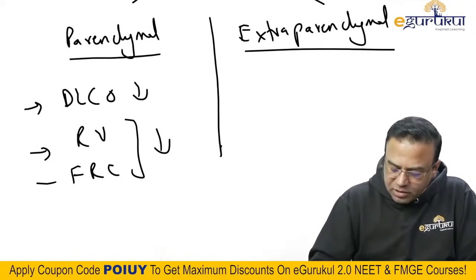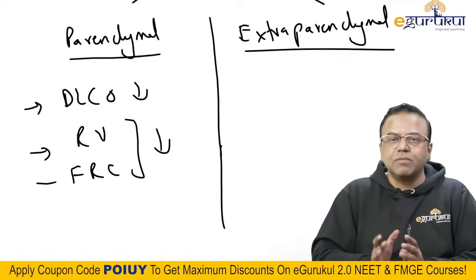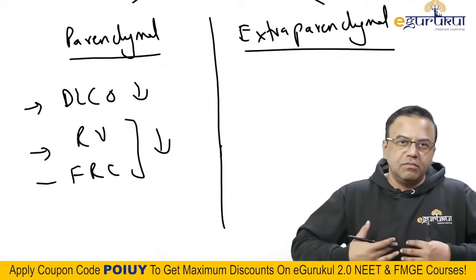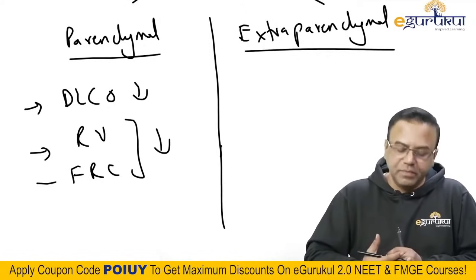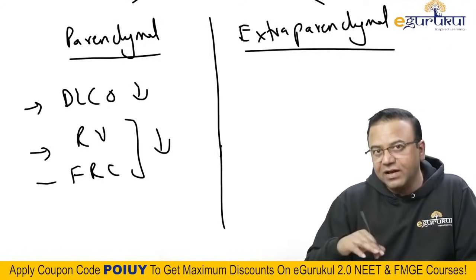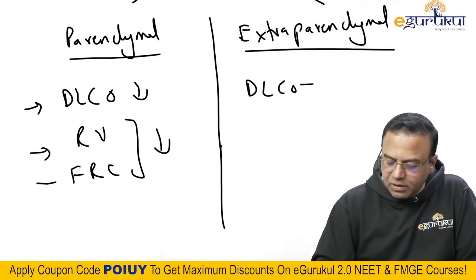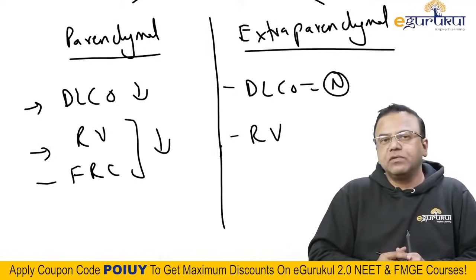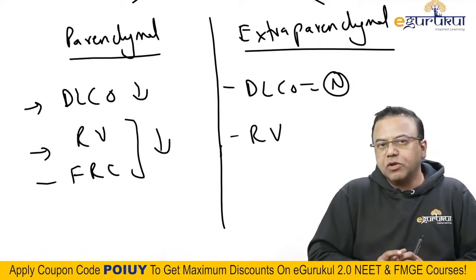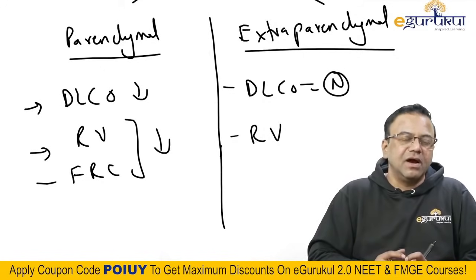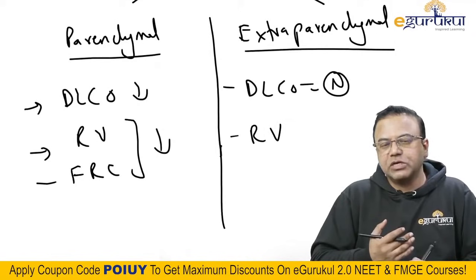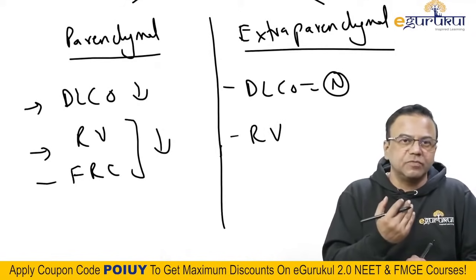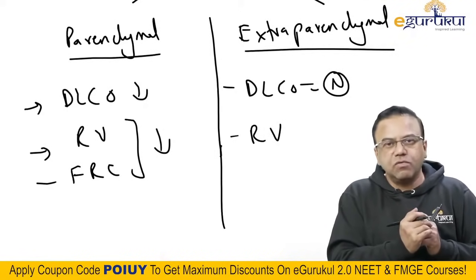The problem with extraparenchymal disease is that it is a chest muscle or chest wall problem. It's not a parenchymal problem, it's a chest pump problem. In this case, because the alveoli inside are normal, the DLCO is going to be normal. That's one clue. Secondly, remember, what is residual volume? It's the volume remaining in the lung after forced expiration, which means you need force. At the end of forced expiration, the air remaining in the lung is called residual volume, correct?